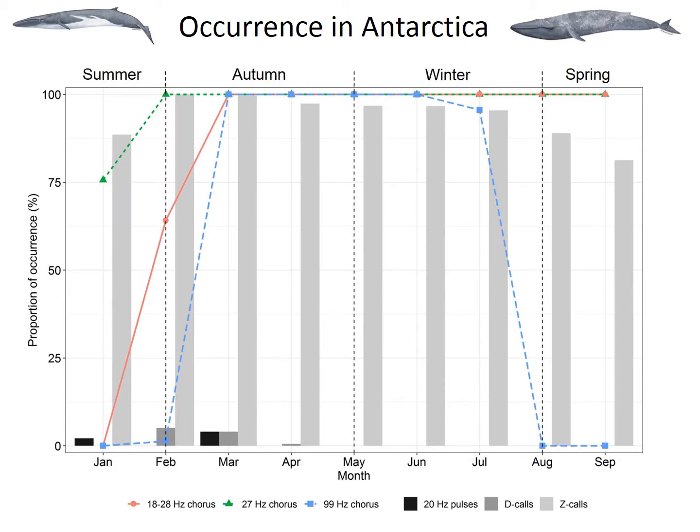Now moving into Antarctica, we saw a similar pattern to 2016, where we had a year-round presence, and that can be seen for blue whales with these light gray bars, showing that blue whales were present for the whole duration of the deployment, and fin whales were present in January and March. However, the chorus, the 18 to 28 chorus, which comprises calls from fin whales and blue whales, was detected from February all the way to September, when the recorder stopped recording.